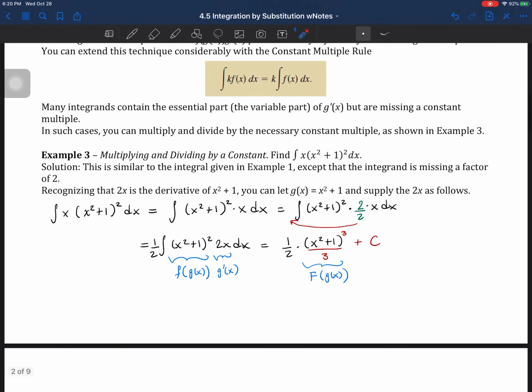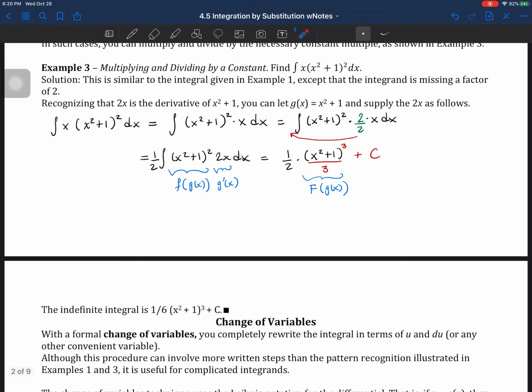And then from here we can proceed by simplifying the expression and multiplying the denominators: 2 times 3 is 6, and for the numerator it's going to be (x squared plus 1) to the third plus c. Alright, and there you go, right? So the point of this was to look for the pattern, but if the pattern is not there exactly, in fact is missing by a factor, that's not a problem. We can actually manipulate the algebra to fill in exactly what we're missing.